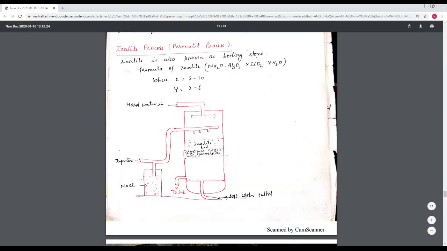Now we come to the zeolite method. Zeolite method is also known as the permutit method. It is also called permutit, which means boiling stone. That is also known as boiling stones.